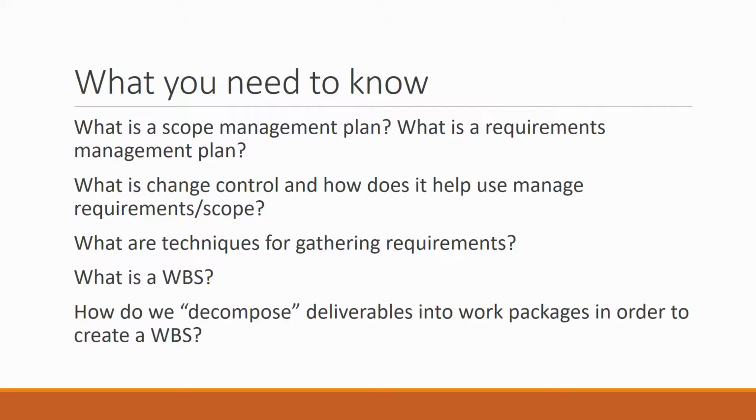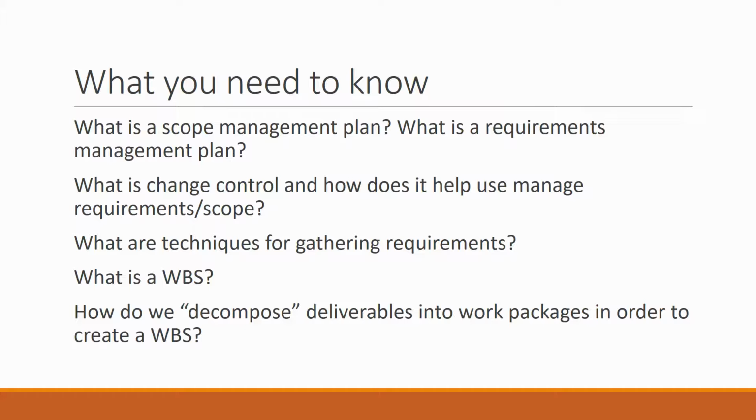Remember that scope is part of the triple constraint. And one of the ways that we want to manage the triple constraint is that we need to manage changes to our scope of work. We want to make sure that changes do not cause our scope of work to get out of control and set off a problem with our triple constraint.